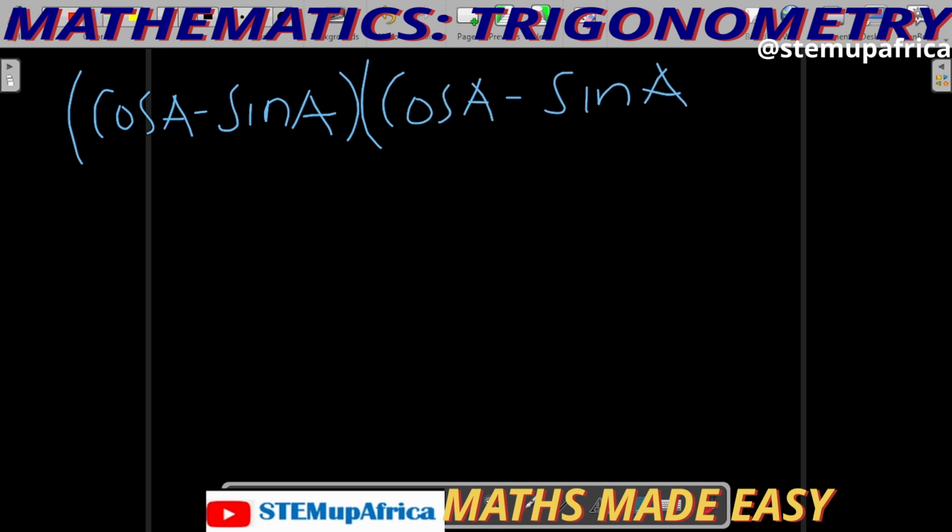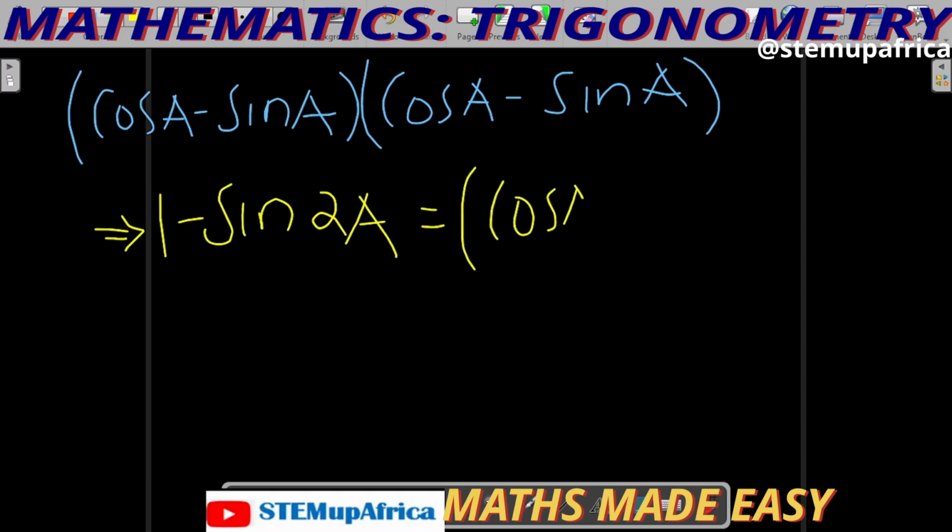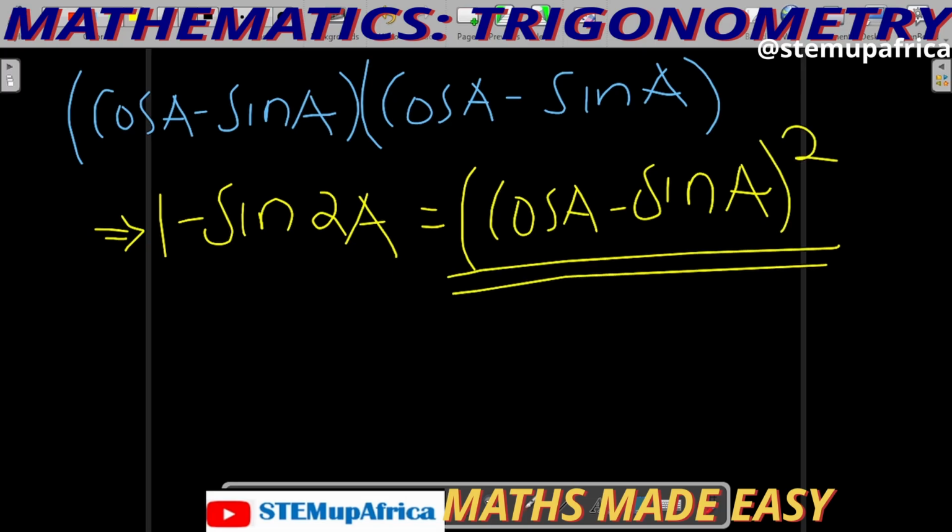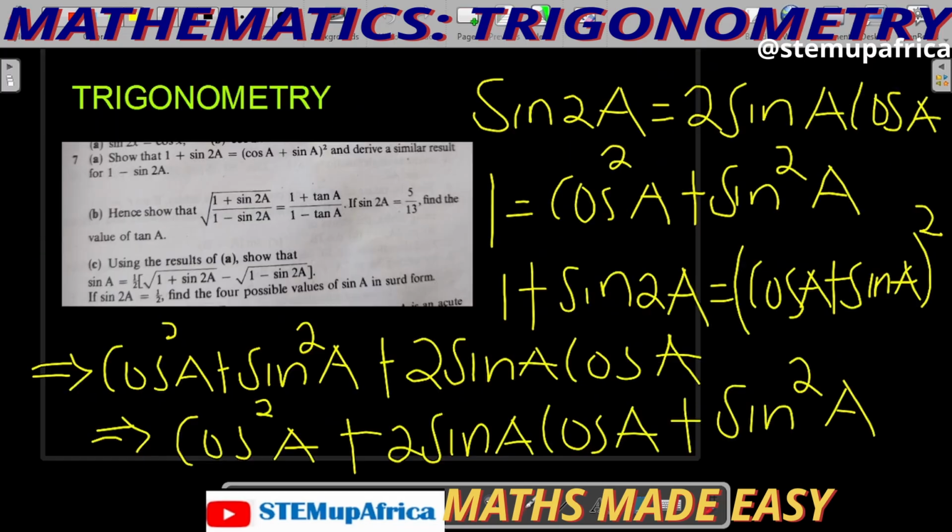So you can see, since the two brackets are the same, our result of 1 minus sine 2A can now be written as cos A minus sine A all raised to power 2. This is now the solution for 1 minus sine 2A. So by doing this, we have answered question 7A.